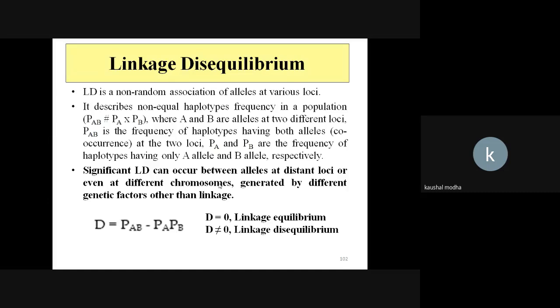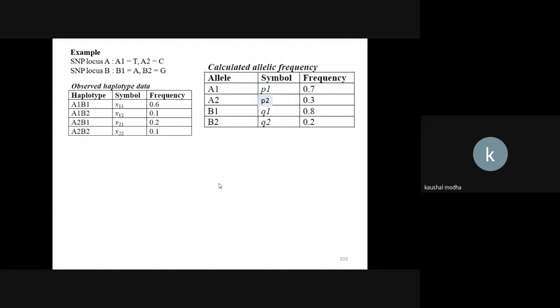There are other factors also: mutation, migration, selection, genetic drift, genetic diversity. There are many factors. We'll consider those factors later on. So to understand this LD, how we calculate LD, I have one example where A1 and A2 are the alleles of one locus. These are the SNP alleles.